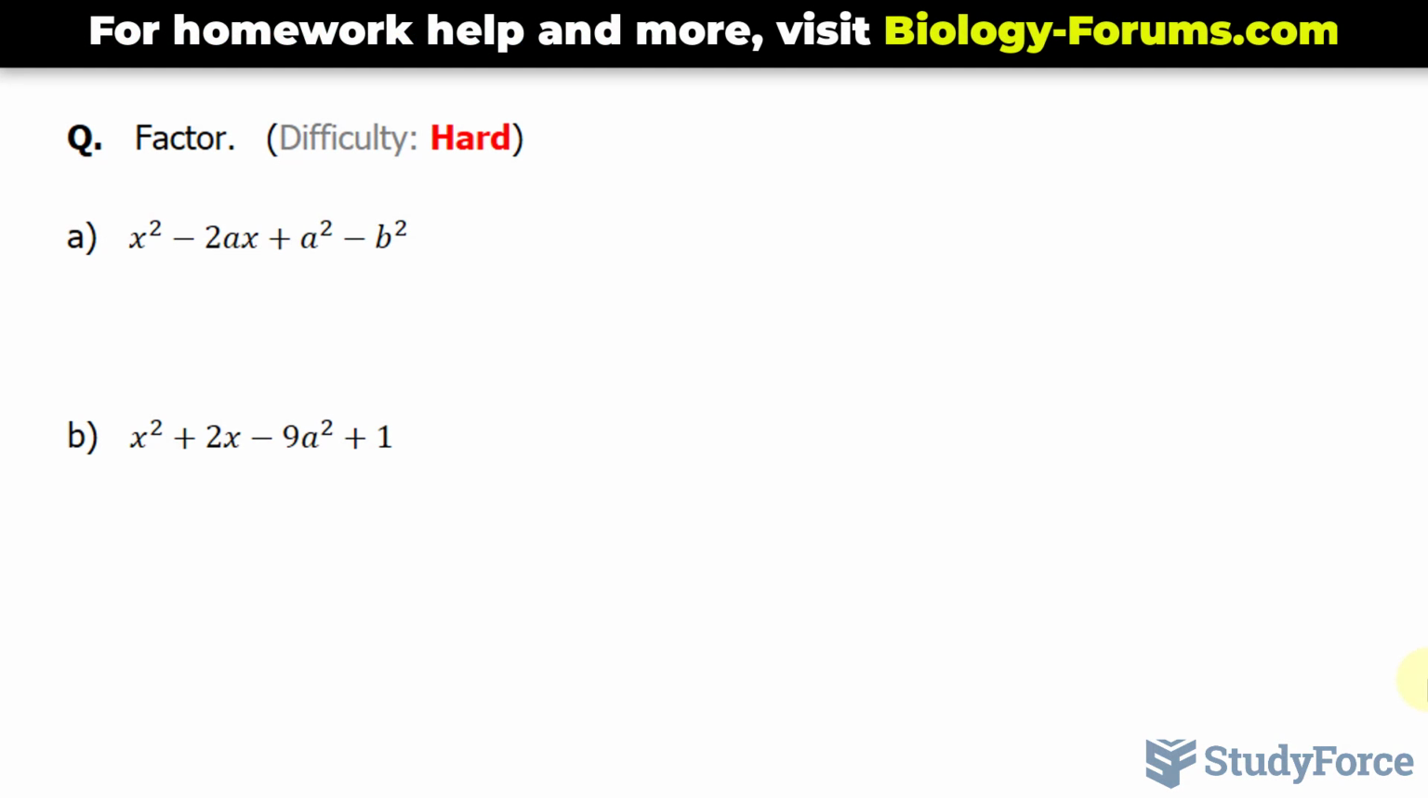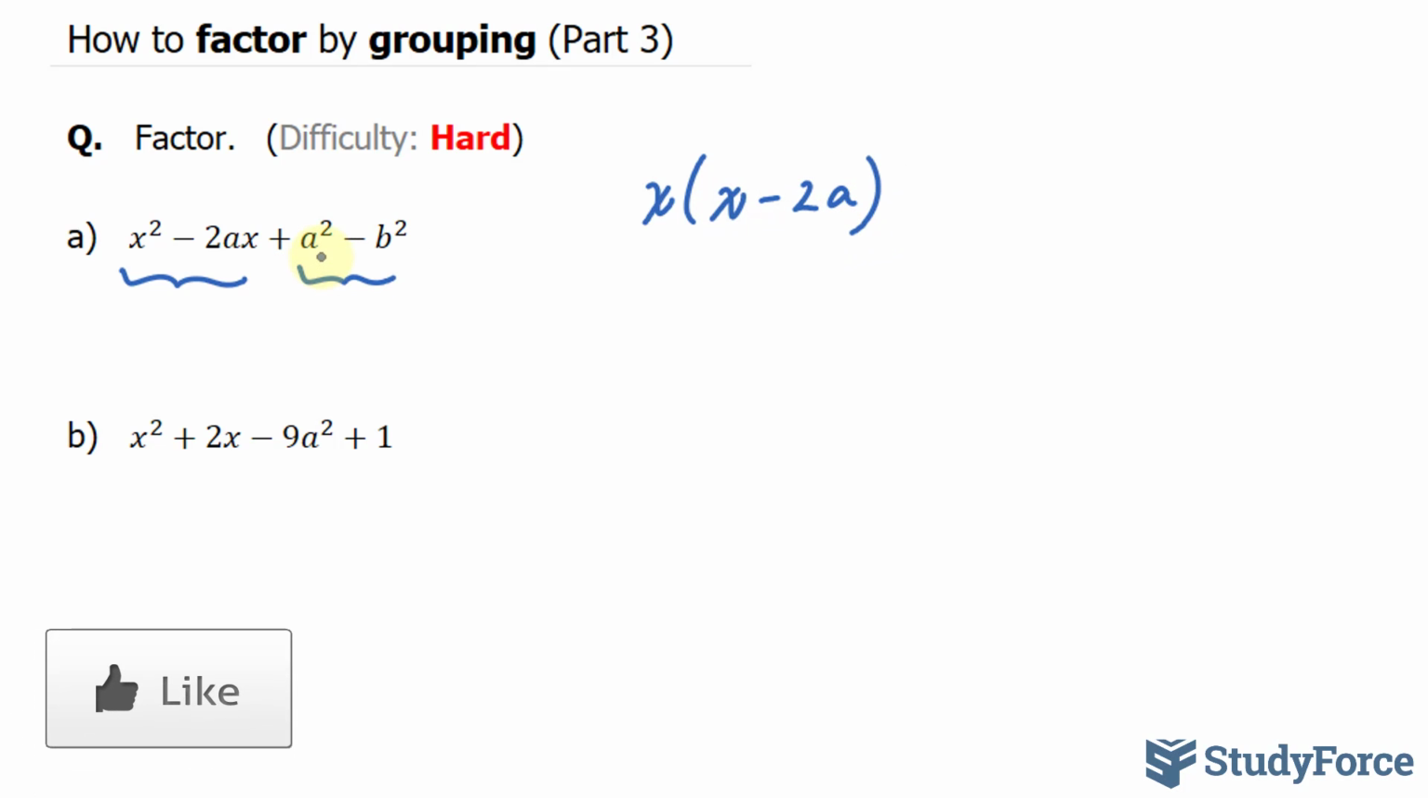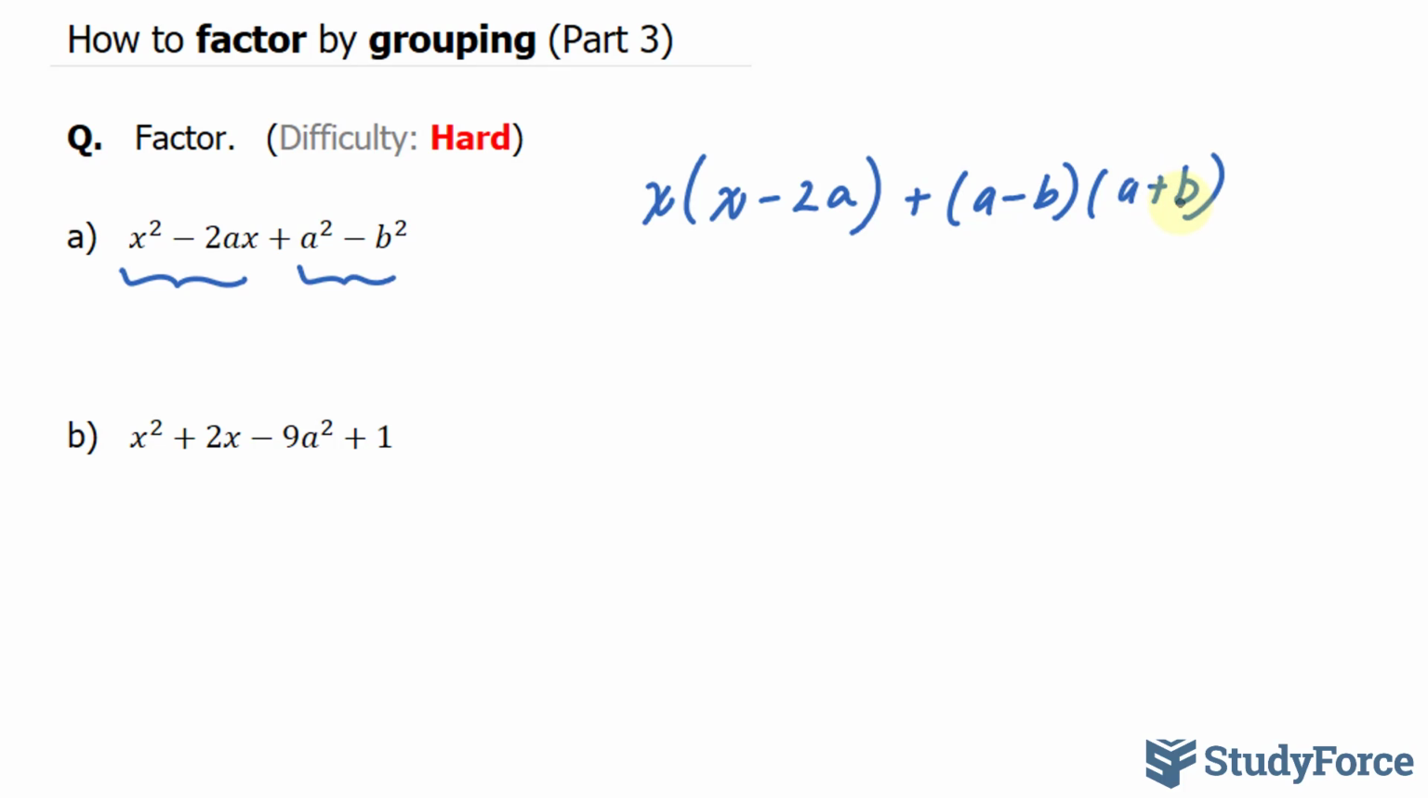This took me 2 attempts overall, and in my first attempt, I started to factor by grouping right away. I didn't rearrange any of the terms. I looked at these 2 terms individually and these 2 terms. With the first 2, I factored out an x, and I had inside the brackets x minus 2a, and for these 2 I figured that they were a difference of squares, so I broke them down into a minus b and a plus b. This was attempt 1. I knew I could do better, so I tried it again.